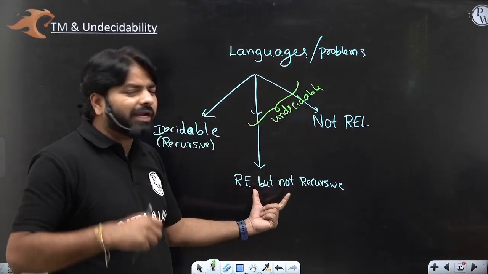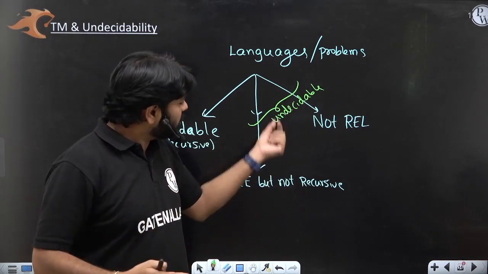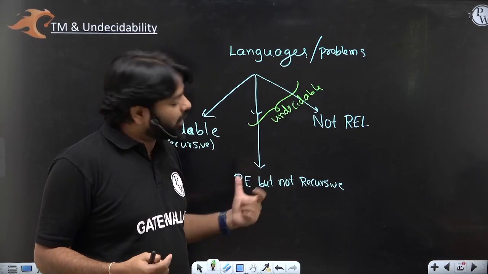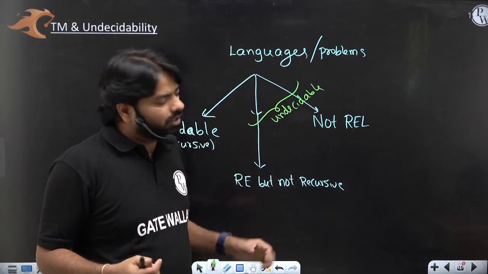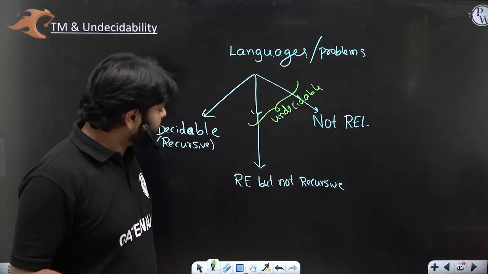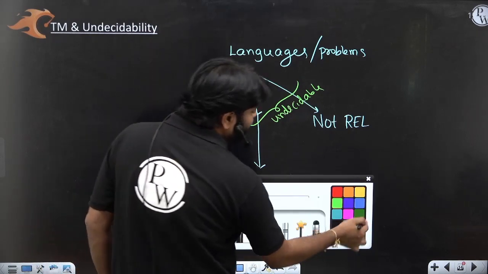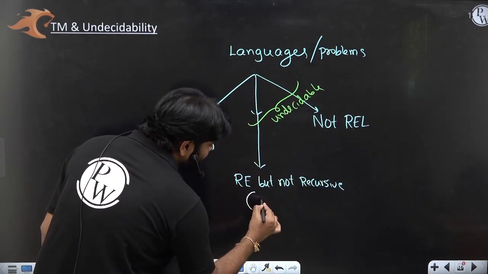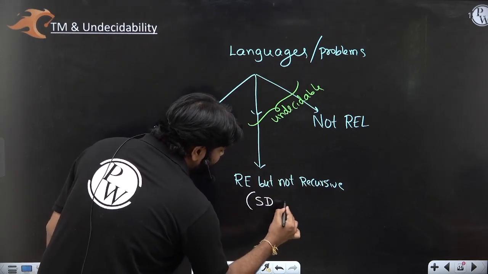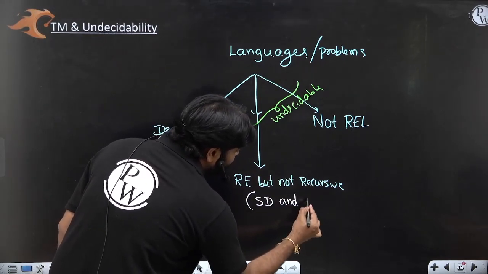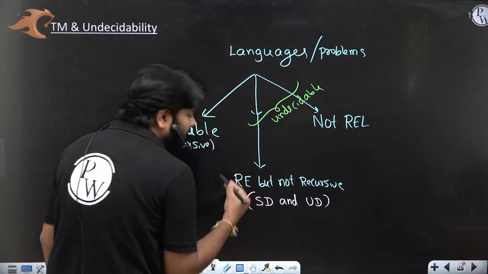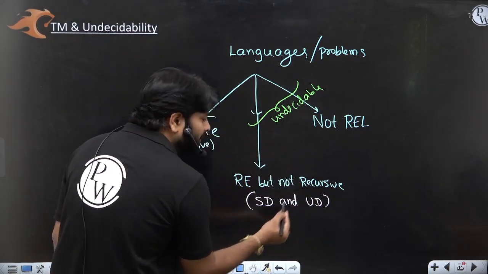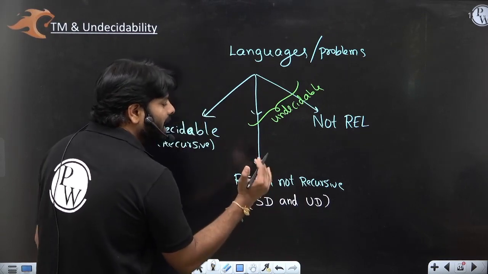But this has many synonyms. These two are not synonyms. Undecidable need not be RE but not recursive, but RE but not recursive is always undecidable. So understand the statement. RE but not recursive, you can also call it SD and UD. SD means it is REL, UD means it is not recursive. Undecidable means not decidable. SD and UD.